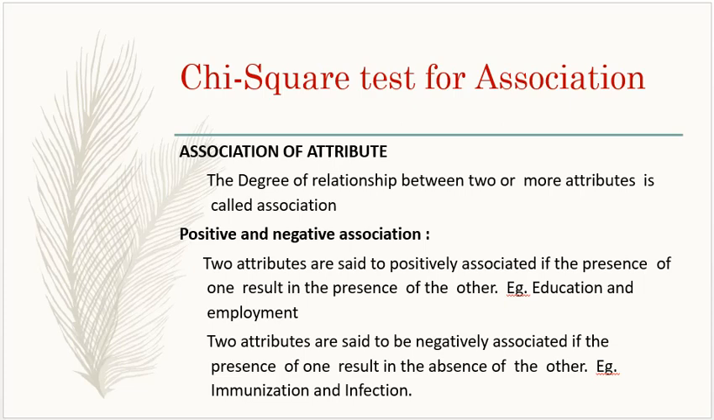Likewise, two attributes are said to be negatively associated if the presence of one results in the absence of the other. So when you take an immunization or vaccinate, then the chance of infection is very low. The presence of one results in the absence of the other. That is why we call it a negative association.